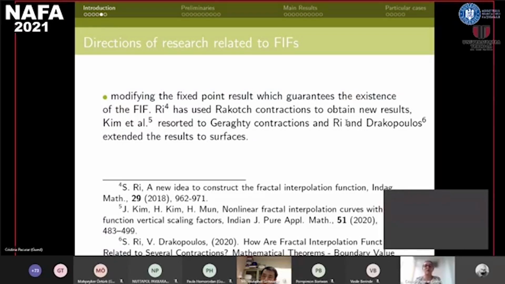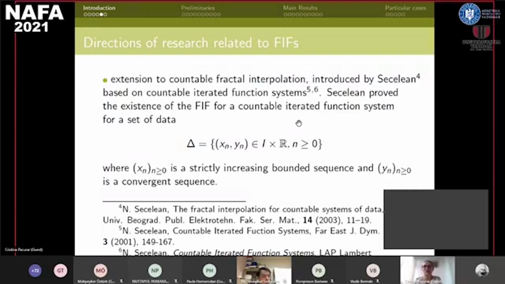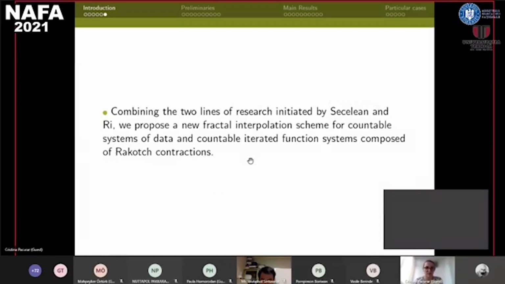to Ri, and he proposed the replacement of the fixed point result, which guarantees the existence of the fixed point of the fractal interpolation function. He replaced the Banach contractions with Rakotch contractions and obtained new results. Another direction of research is related to countable fractal interpolation, which is based on countable iterated function systems. The countable iterated function system is a notion which was introduced by Secelean, and Secelean also proved that there exists a fractal interpolation function which corresponds to the countable system of data if the sequence x_n is strictly increasing and bounded, and the sequence y_n is a convergent sequence.